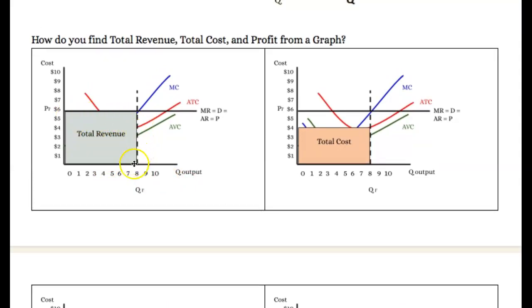So there's your total revenue box. It's at the quantity where MR equals MC, you take it over, there's price, and then down, and that whole box is total revenue. Total cost is set with the ATC curve where it intersects that quantity. So where MR equals MC, create your quantity line, go up to where it hits the ATC curve, and then over, and that gives you your area of total cost. To find total cost, you would multiply quantity times price.